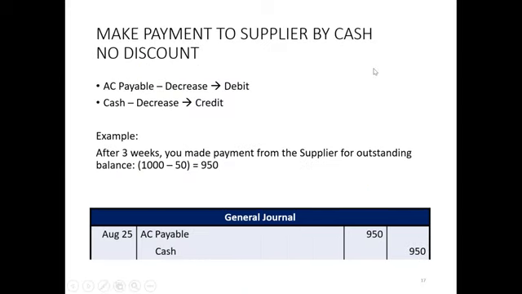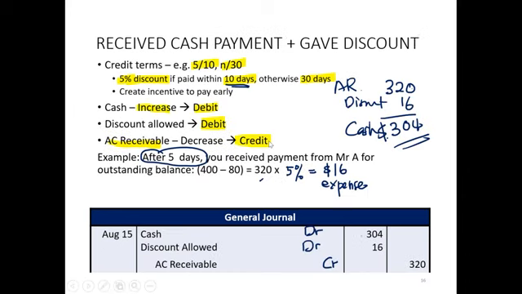In another example, we can also make payment. There's a question, what is N30? N30 is the credit term which requires the customer to make payment within 30 days.